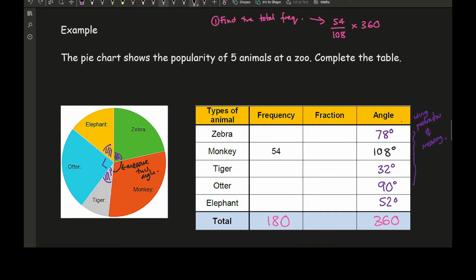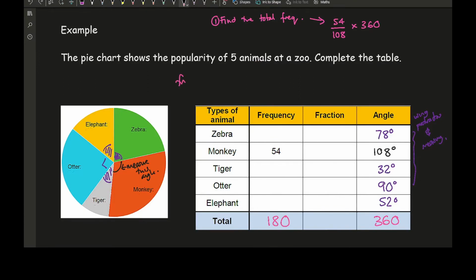Now, to work out the frequency, from this I can see that if 180 people and there's 360 degrees, then in terms of the angle, one person is 2 degrees. So now that I've got the angles of each of those, I can work out what the frequency is going to be.